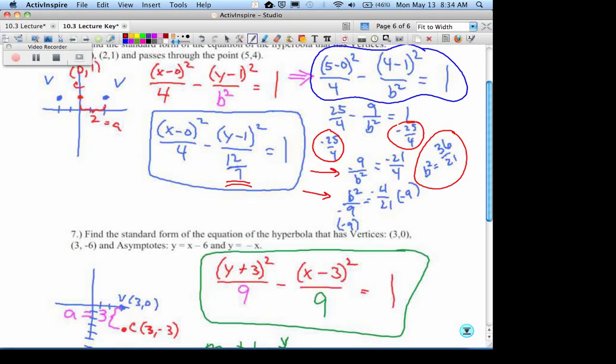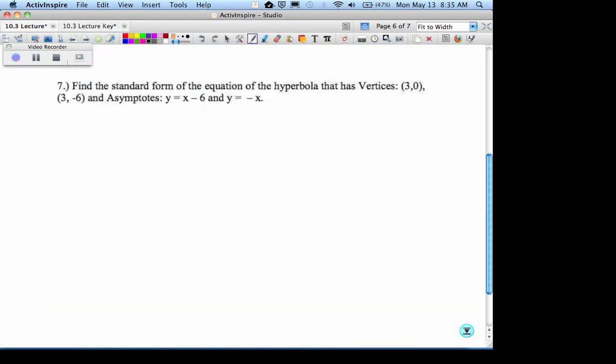Is that the last one? So I have vertices at 3, 0 and 3, negative 6. So now the vertices are running vertically, so the y value will go first. Where's your center? 3, negative 3.